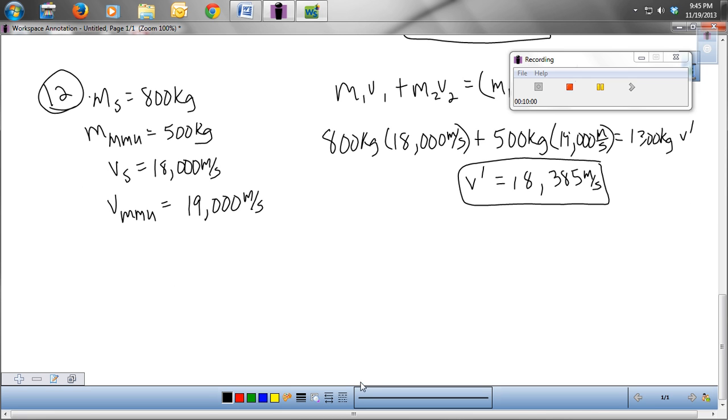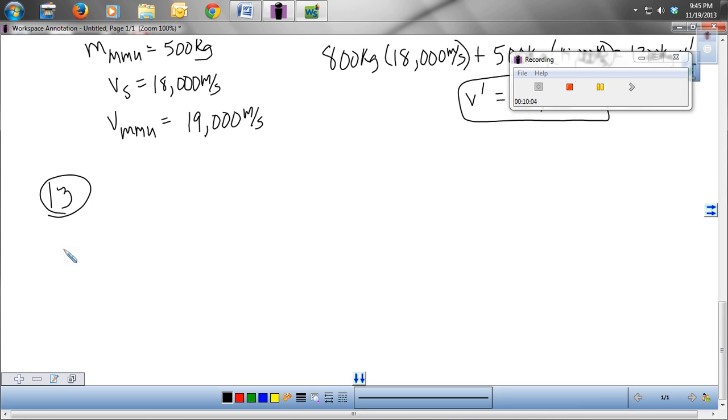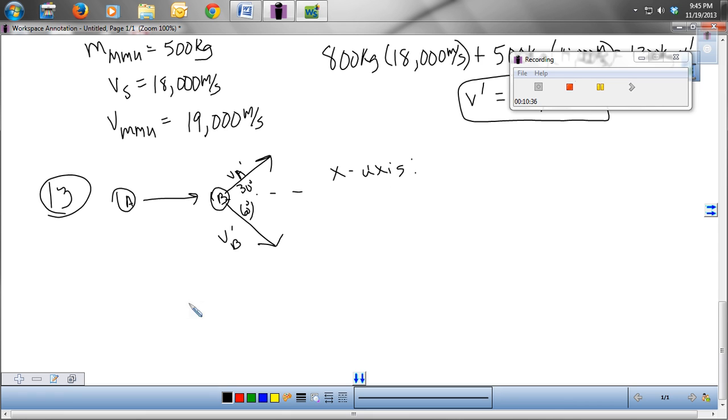Okay, number 13 is my last one. I believe it has an angle. So I said ball A comes in like that, hits a stationary ball B. They bounce off at a right angle. So I said that this would be VA prime, because it tells me that it goes at 30 degrees to the left of the original direction. And VB prime tells me it goes to the right of the original direction, 60 degrees. So I separated into the x-axis and the y-axis. I always solve for my y-axis first, because that's how I find the relationship between VA prime and VB prime.